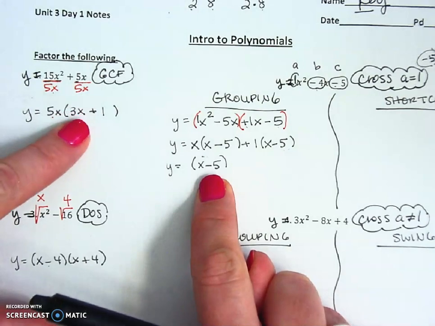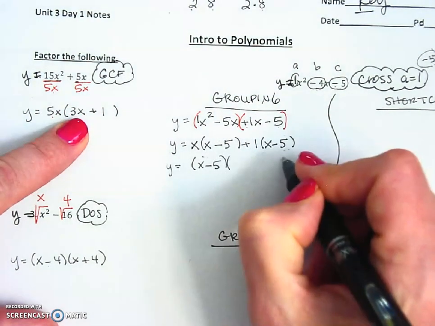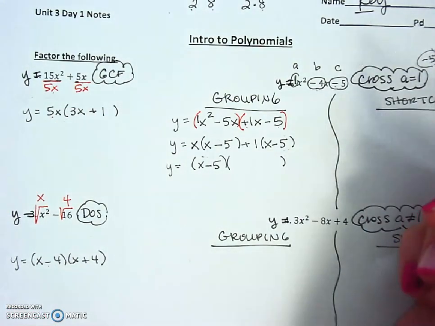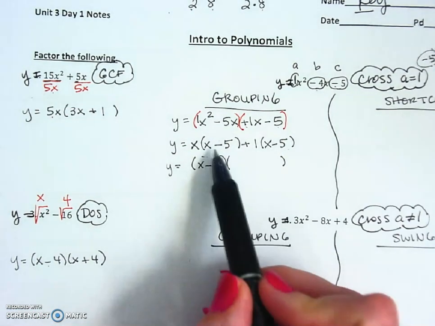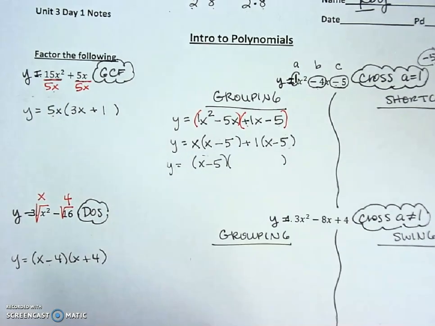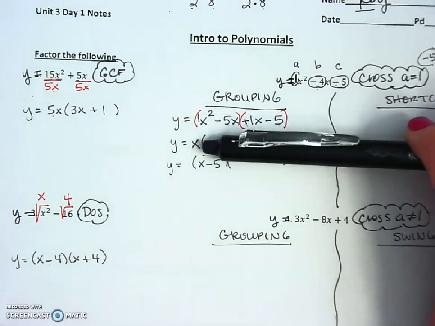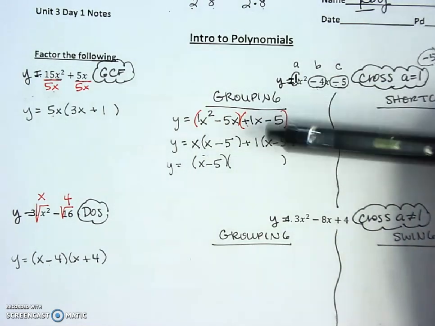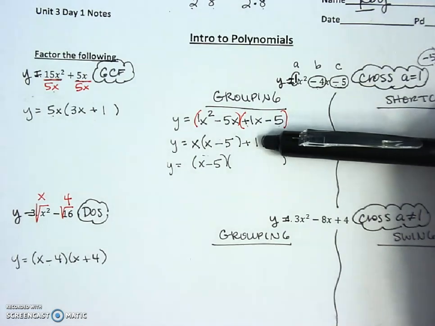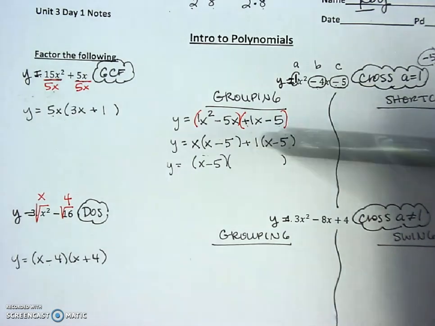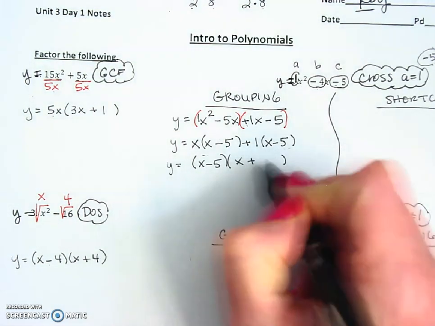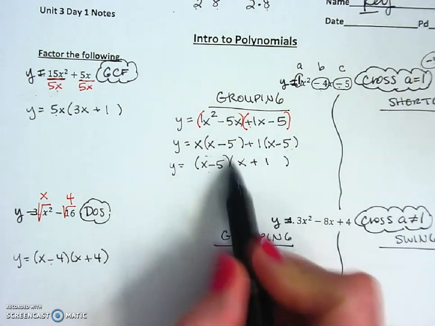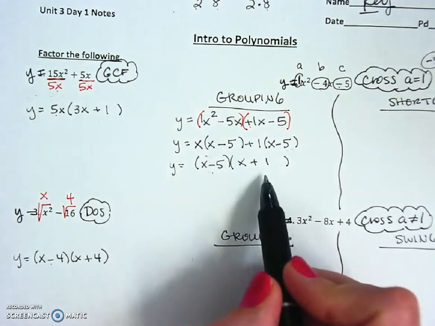And then in parentheses, I'm going to write what's left over, the quotient, when I divide out the x minus 5. So when I get rid of the x minus 5 in this first group, I'm left with x. And when I get rid of x minus 5 in the second group, I'm left with a plus 1. So I have x plus 1 left. So that is factored. X minus 5 is a factor, x plus 1 is a factor.